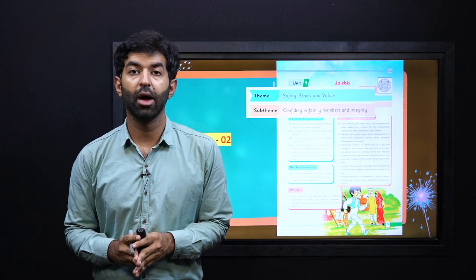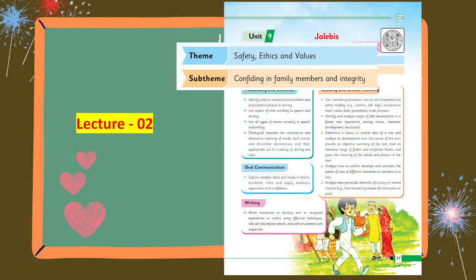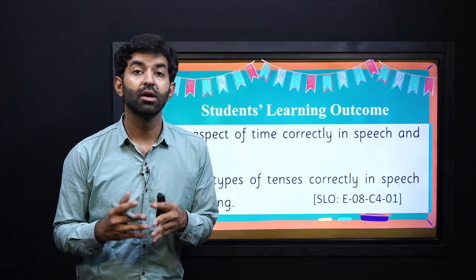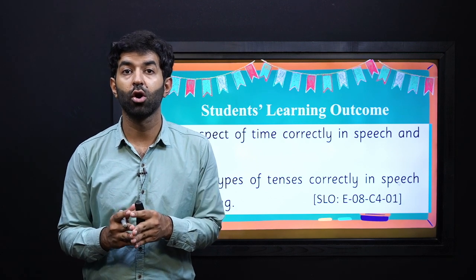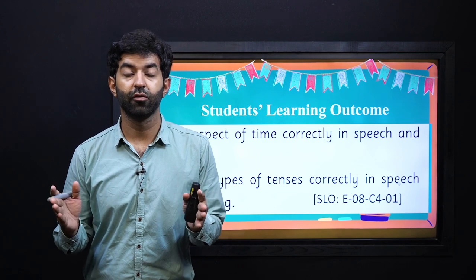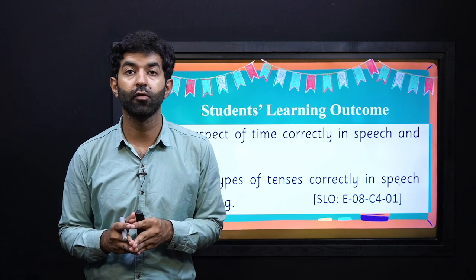Today we will talk about aspect of time. Now, this is our lecture 2. Let's read our learning outcomes. Now, this learning outcome is connected with tenses as well. So, I want you to revise and recall your knowledge of tenses. Present, past, and future, and all these 3 or 4 different variations of the tenses.